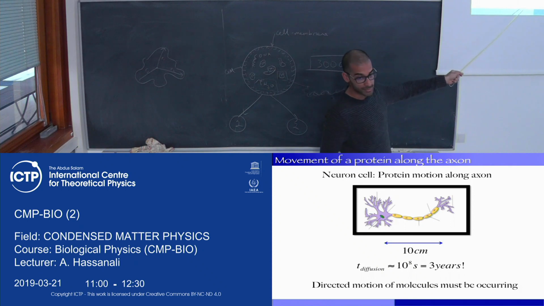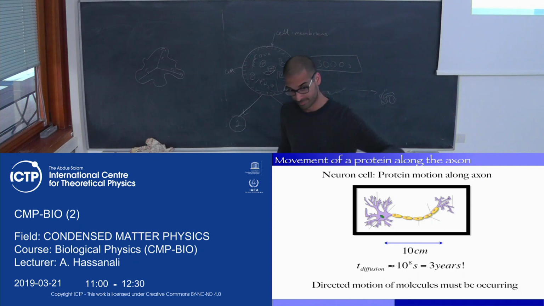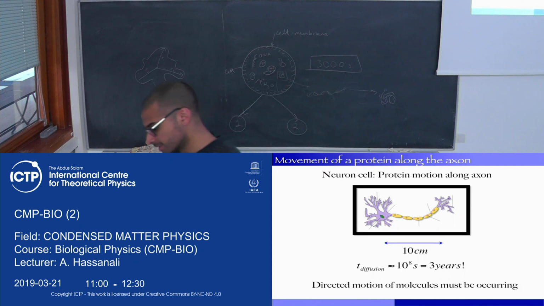It would take 3 years for that protein to travel 10 centimeters if it was doing a Brownian random walk. Not going to happen. You're going to be dead. All of us will be dead. So something else is going on.